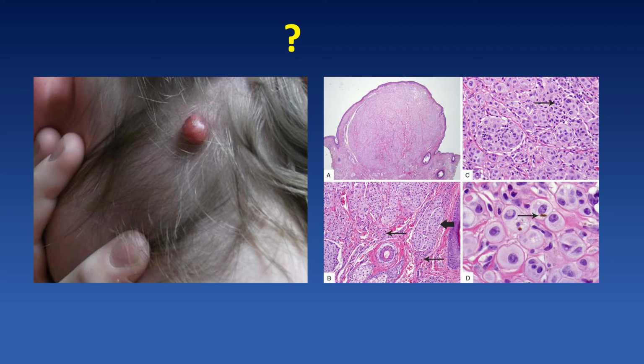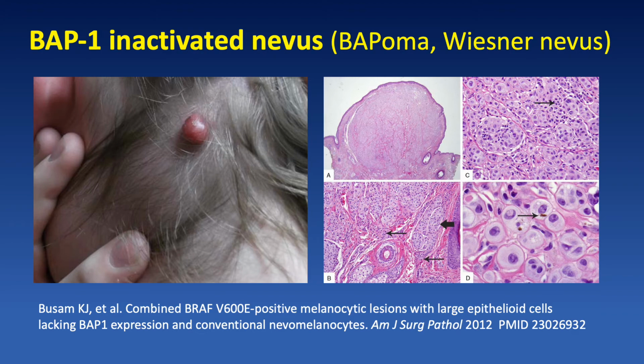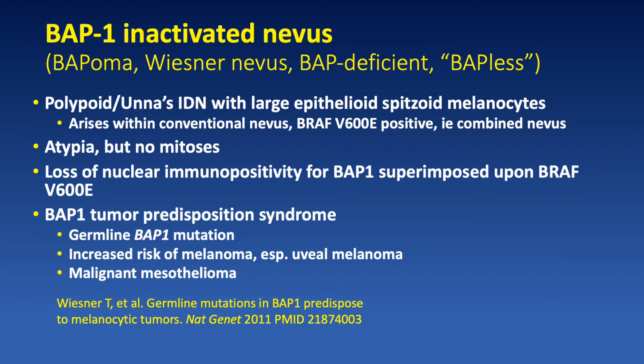Okay, how about your diagnosis on this one? The extra hint is that if you've been up on the literature, you might recognize these published figures. This clinically benign-looking intradermal melanocytic tumor nodule is the BAP1 inactivated nevus, more fondly known as the BAPoma, or Wiesner nevus, or BAP deficient, or even BAPless nevus, all different terms used to describe this clinically innocuous but histologically often scary-looking intradermal tumor composed of large epithelioid, and therefore spitzoid, melanocytes.